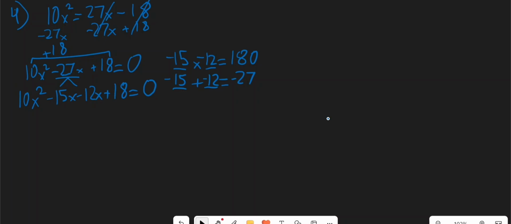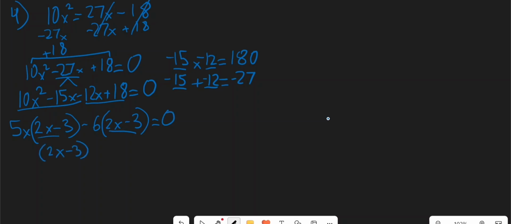Okay, so the first two terms have a common factor of 5x, and 5x times 2x gives you 10x squared. 5x times negative 3 gives you negative 15x. And these two terms have a common factor of negative 6. So negative 6 times 2x gives you negative 12x. Negative 6 times negative 3 gives you positive 18. And these are your common factors, so that's your first factor. And the other one would be whatever is left over, so 5x minus 6.